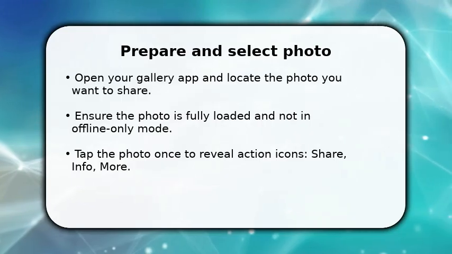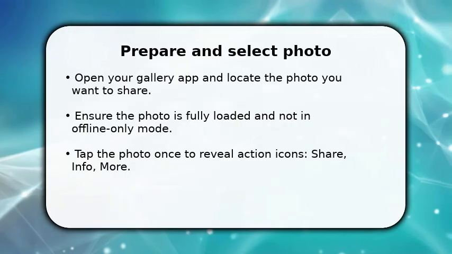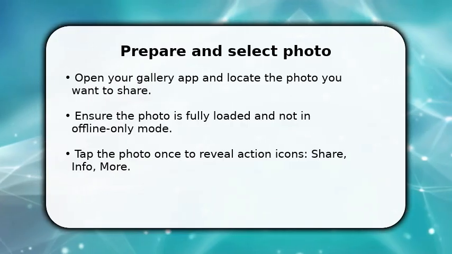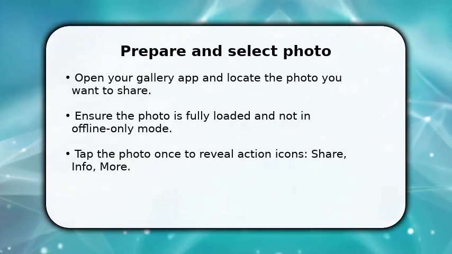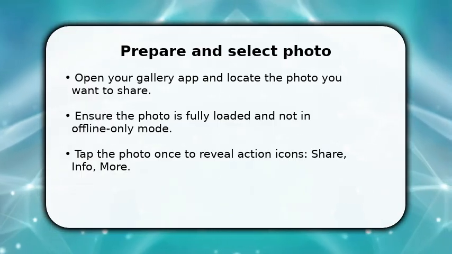Tap the picture to reveal the action icons, then choose Share or More options. Once you tap Share, the OS will offer apps and services. Pick the cloud or the app that can create a shareable link. This first step prepares the file for link generation and sharing.